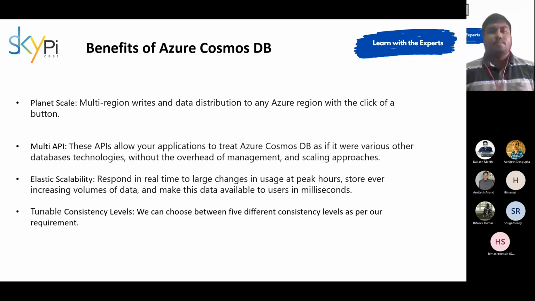Moving on, we have multi API support. Azure Cosmos DB is a NoSQL database, but we have support for 5 different APIs, starting from NoSQL to MongoDB to Gremlin, to Cassandra, and table APIs.